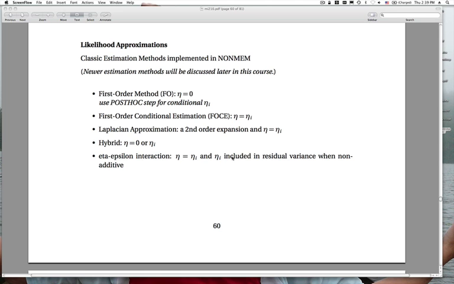And then there's the eta-epsilon interaction. This allows the individual specific prediction to partake in the weighting function when the residual variance model happens to be non-constant. So when the residual variance is some function of the model prediction. I'll describe that one in more detail in a couple of minutes.